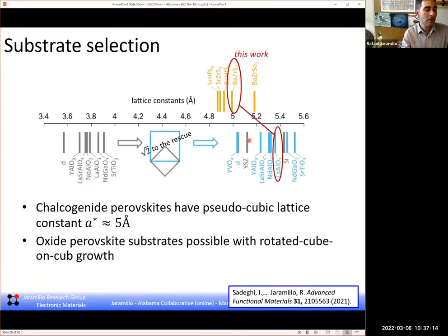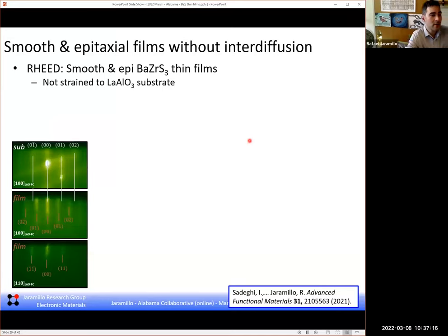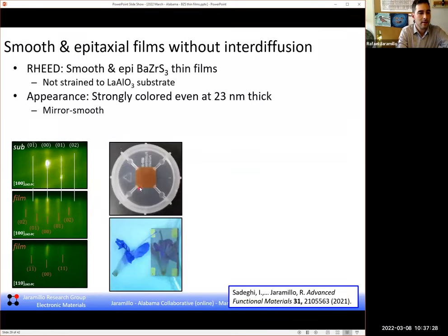Okay, so the long story short is that it works. We get smooth and epitaxial chalcogenide perovskite thin films. The first real surprise to us is that they were not strained to the LAO interface. This is Reed's data. They're mirror smooth and brightly colored even at 20 nanometers thick, so they have very strong optical interactions.